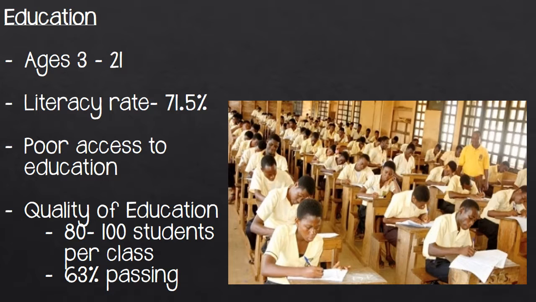There is a widespread concern about education at all levels in Ghana. Several tribes and regions have poor access to schools, and the quality of education is an issue due to the teacher-student ratio of about 80 to 100 students per class, as well as the percentage of students who are able to pass the secondary schooling exam.